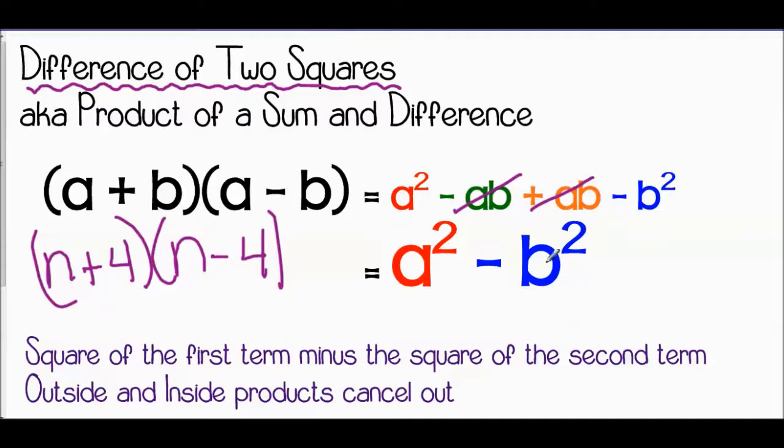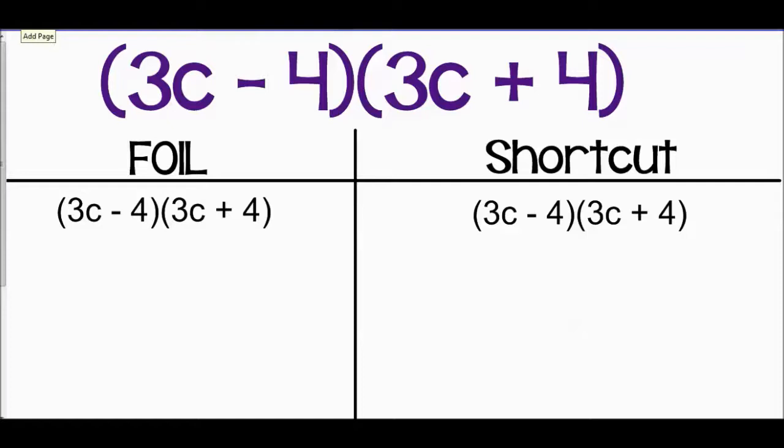You only end up with two terms instead of three terms like what you're used to because the inside and the outside products end up canceling out. So the shortcut is you square the first term and then you subtract the square of the second term. Let's compare the FOILing and the shortcut likewise with the difference of two squares.